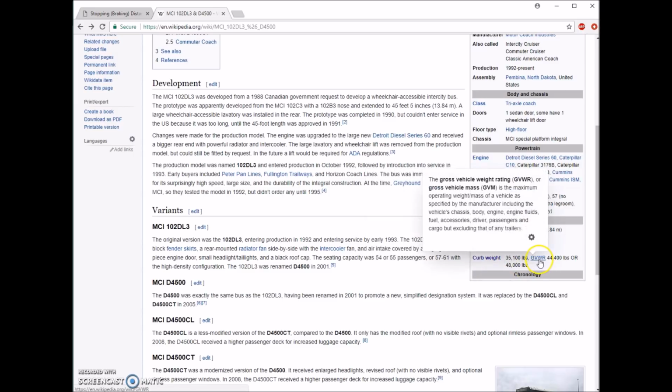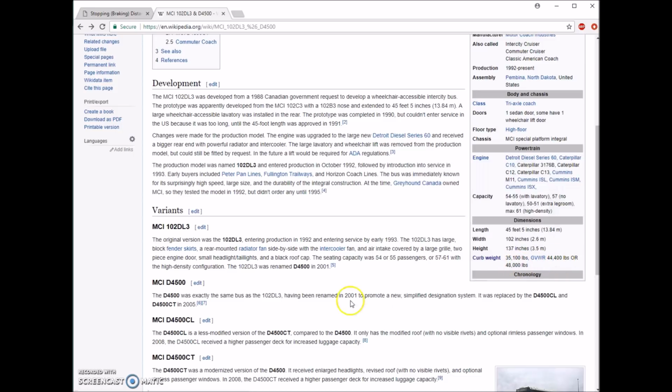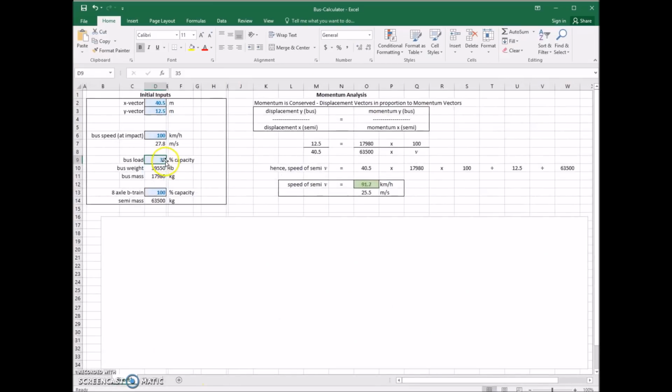Its GVWR, fully loaded, is 48,000 pounds. So I've entered that in here too. This is changeable. If it's an empty bus, 35,000 pounds. If it's a full bus, 48,000. Now notice what that does.